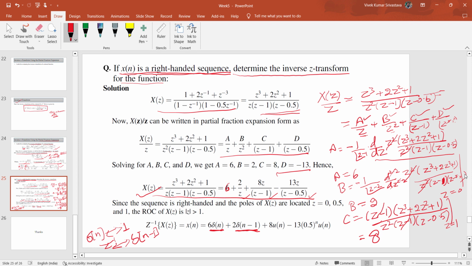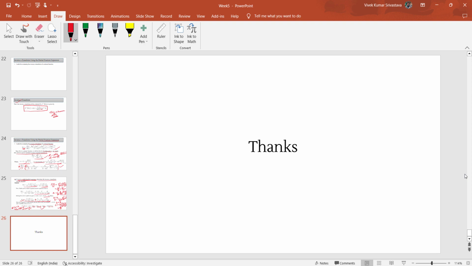Similarly, we have seen that corresponding to u of n, the z transform is defined as z over z minus 1. So that's why u of n came here, and here also a raised to the power n into u of n, where a is 0.5. That's how by using the partial fraction method we can easily evaluate the inverse z transform of any rational function. So I hope these problems will be clear to you. With that, this class is over.